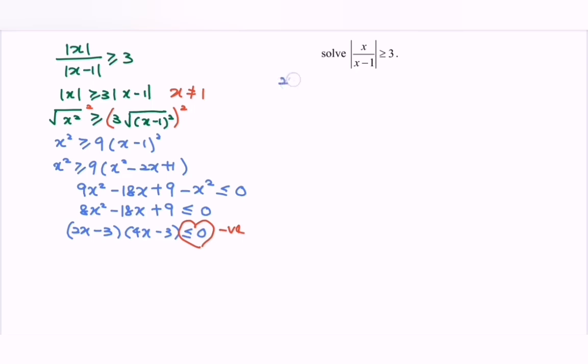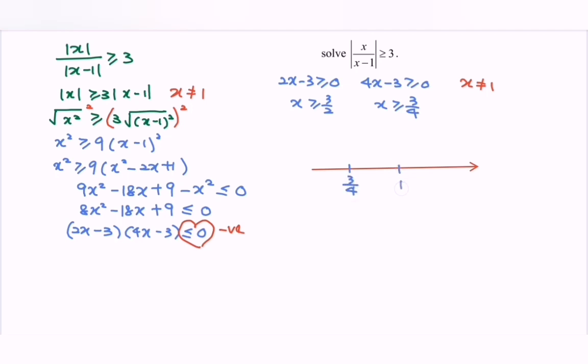So we have 2x minus 3 greater equals to 0, 4x minus 3 greater equals to 0, and also the restriction, x cannot be equals to 1. So x is greater equals to 3 over 2, x is greater equals to 3 over 4. Illustrate the situation in a real number line. We have 3 over 4, then 1, then 3 over 2. Then filled circle towards the right, then filled circle towards the right. Positive, negative, positive. Refers to the sign, we want the negative part.